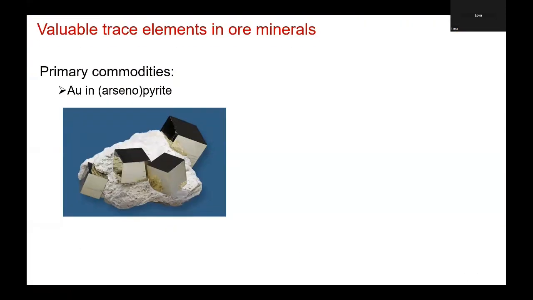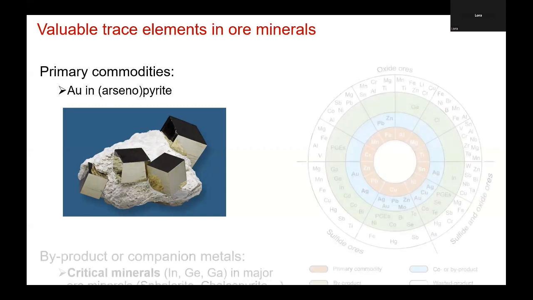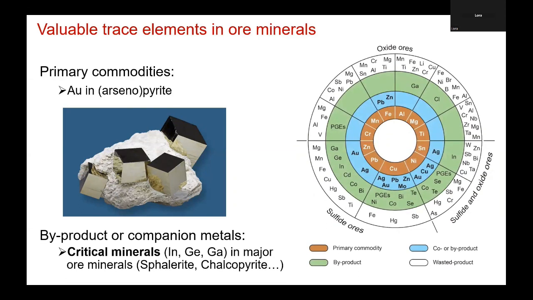Okay, so the trace elements in ore minerals, we all know the good stuff, which is in pyrites and arsenopyrites. We have quite some gold in there, and some ore deposits are basically just focused on this type of commodity, the gold hosted in the pyrites. But of more recent relevance, I guess, we shouldn't forget about all of the byproducts which are hosted in our lovely sphalerites. So in there we have critical minerals, which are byproducts.